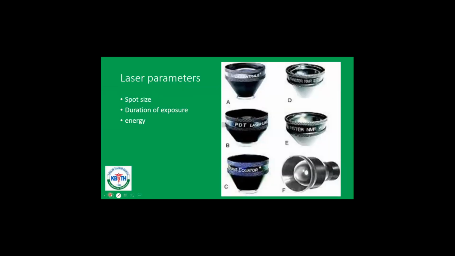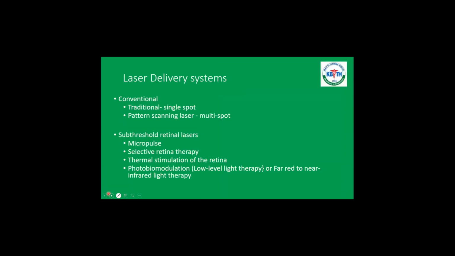So we've already talked about the spot size, duration of exposure, and also energy, which you titrate to have moderate intensity burns. In terms of the laser delivery systems, we've mentioned the traditional one that is usually single spot, and then the Pascal, which is multi-spot, but they are conventional lasers. We have newer ones like micropulse selective retinal therapy. These are lasers that you can use in the macula, and it is thought that it can be repeated because it doesn't cause photocoagulation.